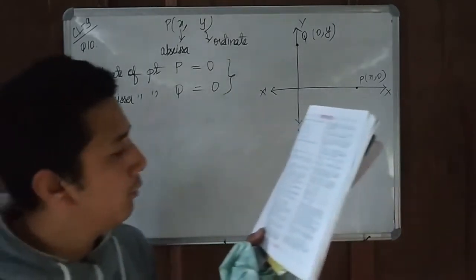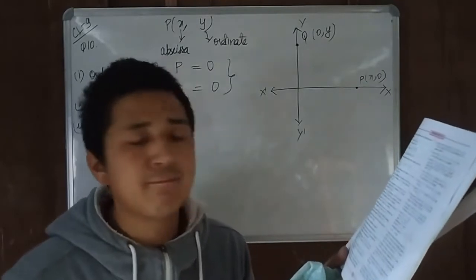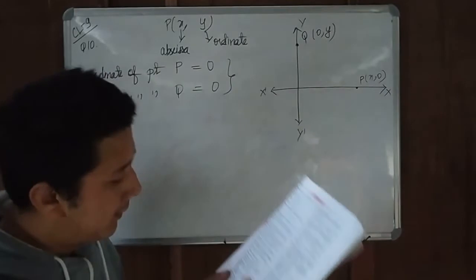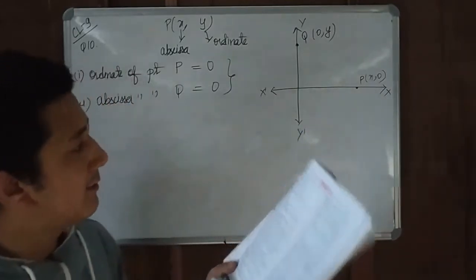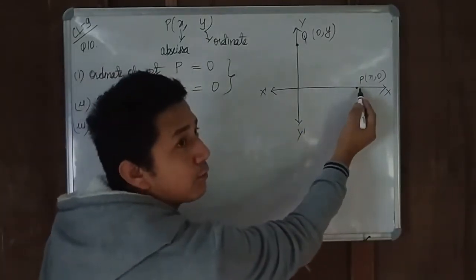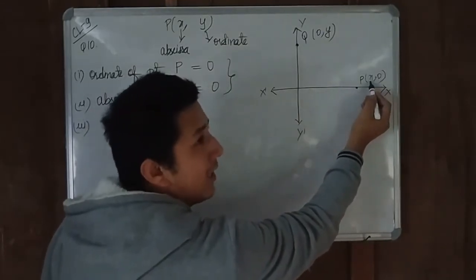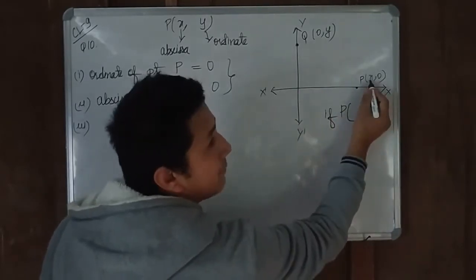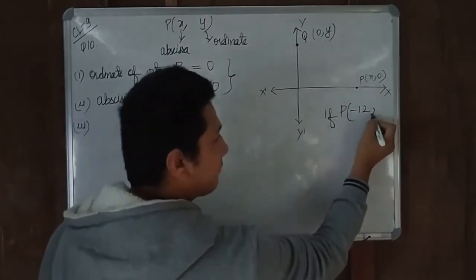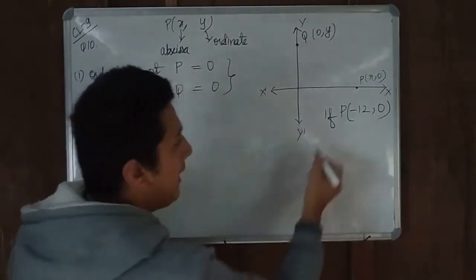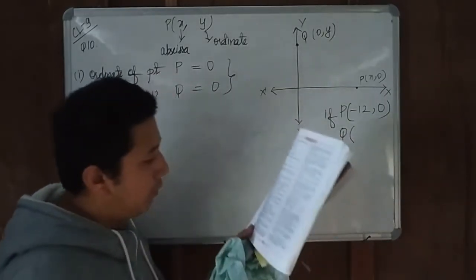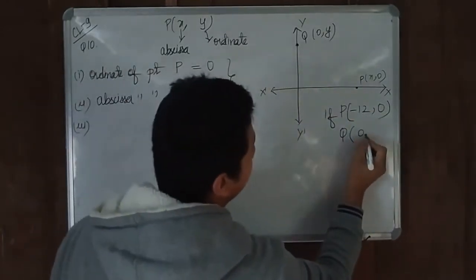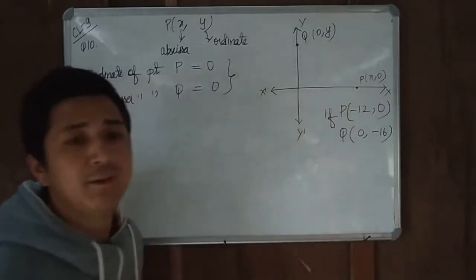What is the question asking you? If the abscissa of point P is minus 12 and the ordinate of point Q is minus 16. Now capital P has coordinates x, 0. What is x? Abscissa. If the abscissa of capital P is minus 12, ordinate is already 0, and capital Q, ordinate is minus 16, so 0, minus 16. Find the distance between P and Q.